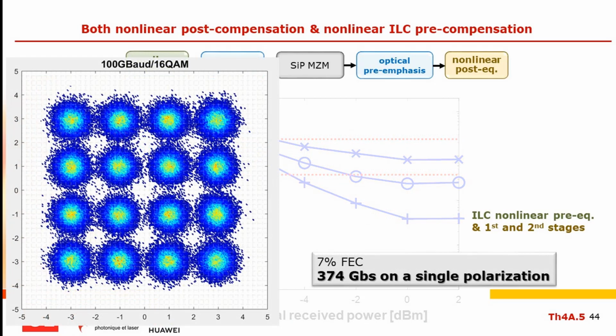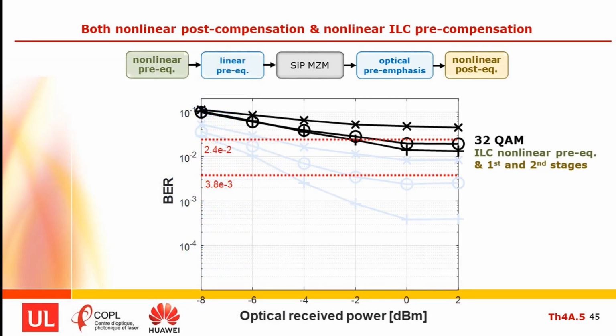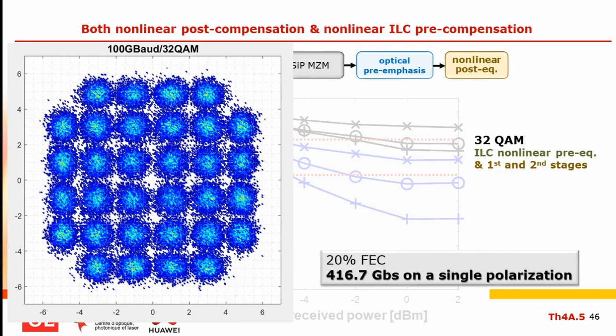So here is the constellation for the 16 QAM, and if we take out the 7% FEC overhead, that comes out to a 374 gigabit per second net bit rate on a single polarization. More importantly is that when we apply these pre and post nonlinear equalization to the 32 QAM modulation, we are able to come in below the 20% FEC threshold. So in this case, taking into account the overhead on this FEC, we're able to get to 416 gigabits per second on a single polarization.